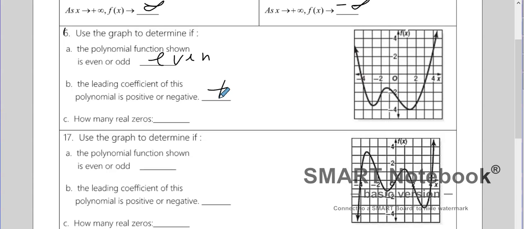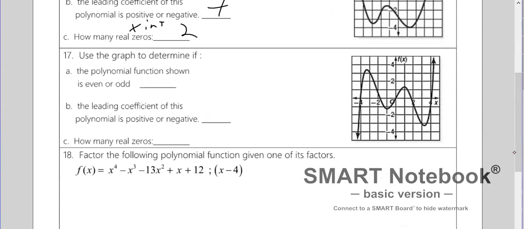How many real zeros? Right there and there. Remember, zeros are the same thing as x-intercepts. So that's 2. Moving on. 17.